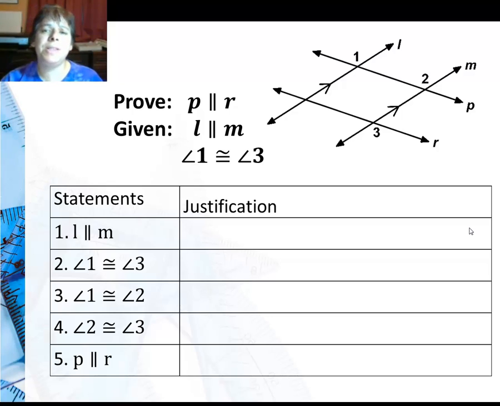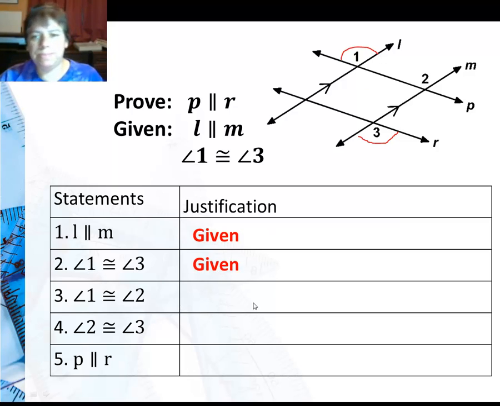So let's take a look at this proof. I want to prove that line P is parallel to line R, and I'm given that lines L and M are already parallel, and that angle 1 is congruent to angle 3. So you can see my first statement here: L is parallel to M. That's a given. Angle 1 is congruent to angle 3. By the way, it's a really great idea to mark your congruences on your diagram if you have one for your proof. And that's also a given.